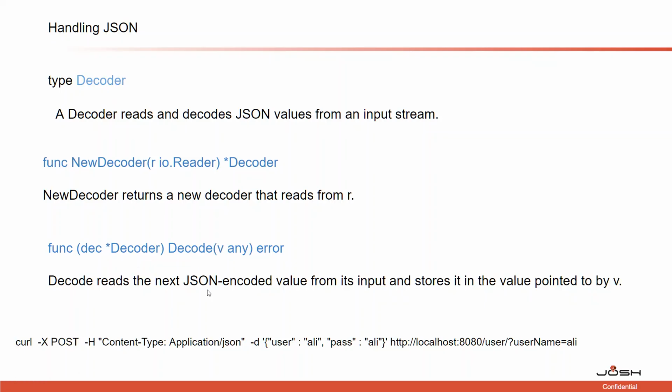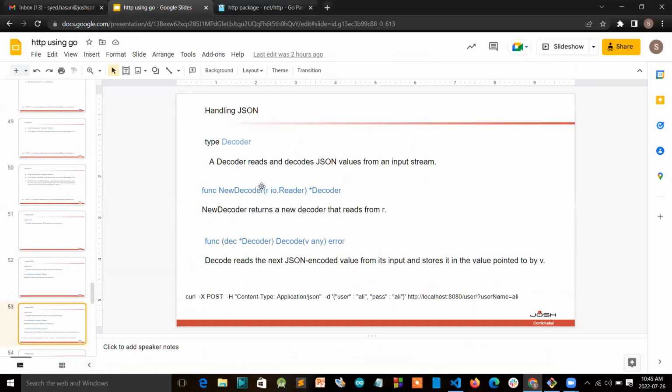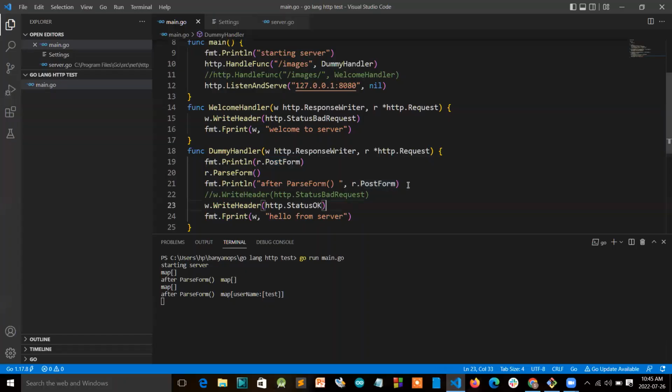Decode reads the next JSON encoded value from its input and stores it in the value pointed to by v. So we have to send v as a pointer, as a reference, so it stores the value at the correct place. The best way to understand this is to practically try it out. Let me remove the form stuff.